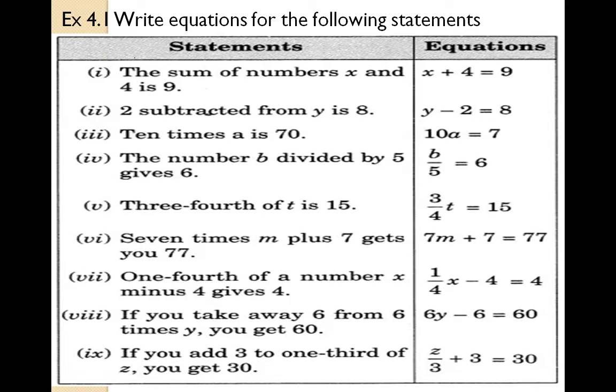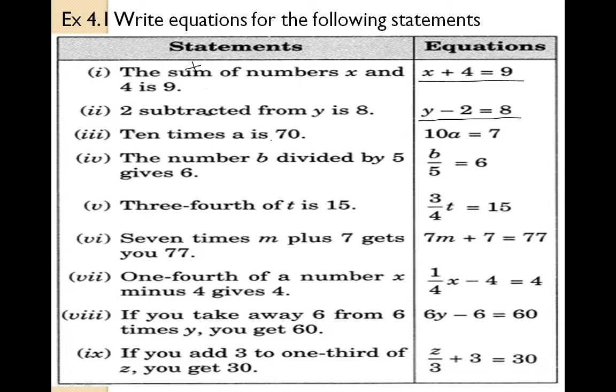The first one, the sum of the numbers. Sum means we have to do addition, x and 4, that means addition between x and 4 is 9. So x plus 4 is equal to 9. The second is 2 is subtracted from y. From y, that means we have to write first term y and subtracted 2, that means y minus 2, and we get answer 8, which is related to the statement.